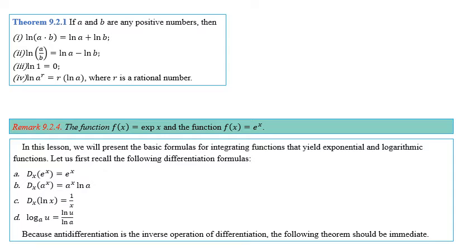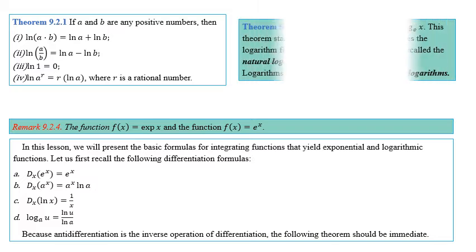Sa Theorem 9.2.1, in antiderivatives of functions yielding exponential and logarithmic functions, if a and b are any positive numbers, then the ln, or the natural logarithm of a times b, is equal to the natural logarithm of a plus the ln of b. The second theorem is the ln of a divided by b is equal to the ln of a minus the ln of b. And then, the value of ln of 1 is equal to 0, and the ln of a raised to the power of r is just equal to r multiplied by the ln of a, where r is a rational number.